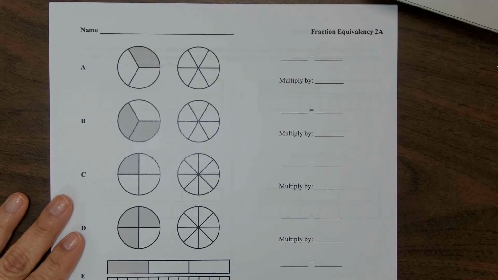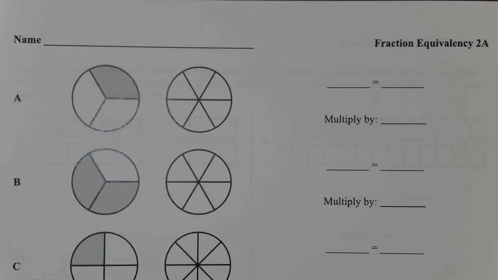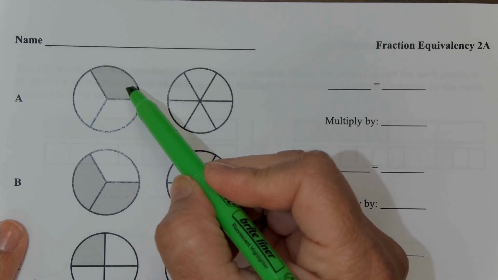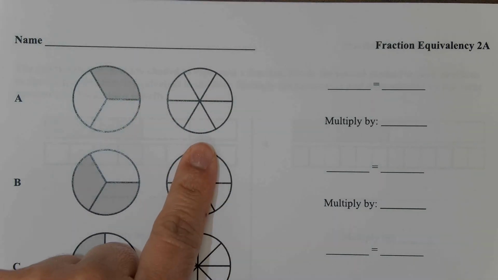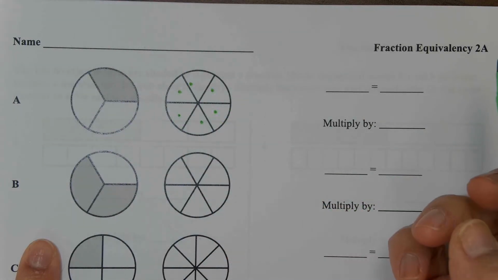Now let's go ahead and take out 2A, and let's look at letter A. So what fraction is shaded on the left circle? 1/3. So here it is. 1/3 is shaded on the left circle. So let's look at the right circle. How many equal parts do we have here? Well, we have 1, 2, 3, 4, 5, 6. We have 6 equal parts.